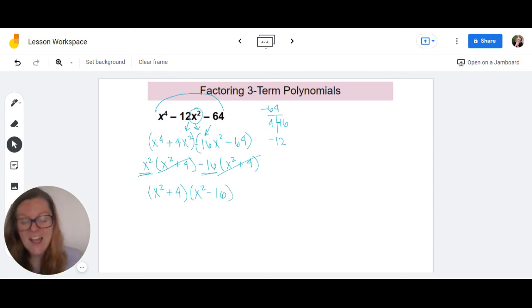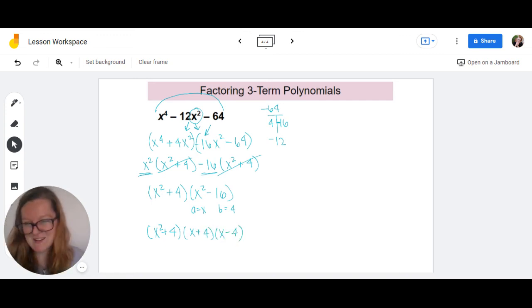We're not done. We know that we have an x squared minus 16. We're like, hey, that's a difference of squares. My a value is x, my b value is 4. So go one more step. X squared plus 4 stays the same because that is prime. This guy factors into x plus 4 times x minus 4. And then I'm like, am I done? I'm done. Okay, so that is your final answer there.